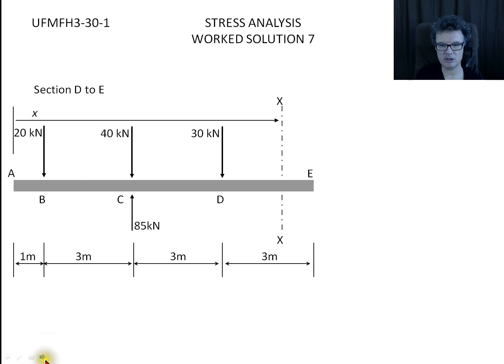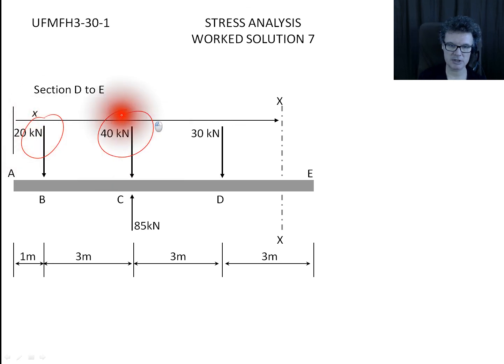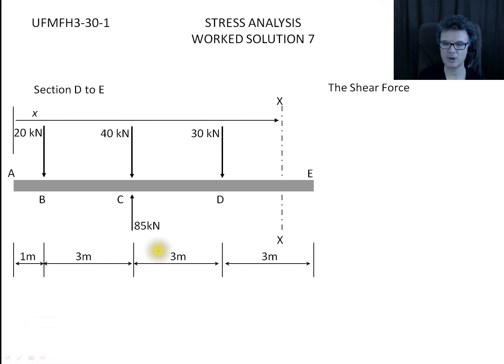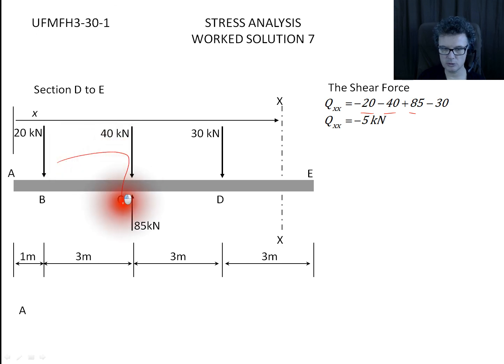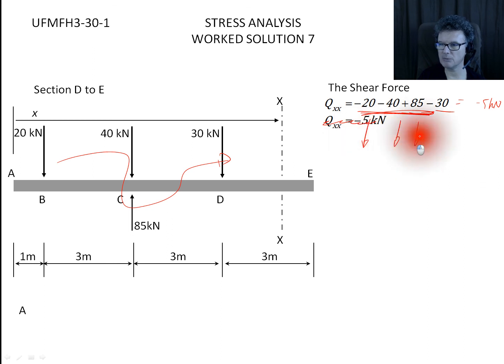What about when I'm in the region D to E? Well, now I can see I've got this force going downwards, this one going downwards, this one going downwards, and that one going up. So for my shear force diagram, I should have four forces: minus 20 going downwards, minus 40 going downwards, plus 85. Keep them nice in order, and then minus 30 going downwards. Let's sum them all up for our graph. So we're going to get minus 5 there, and then we're going to keep this set of data and plump it down into my M graph.